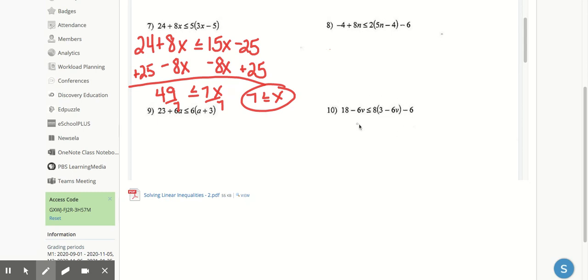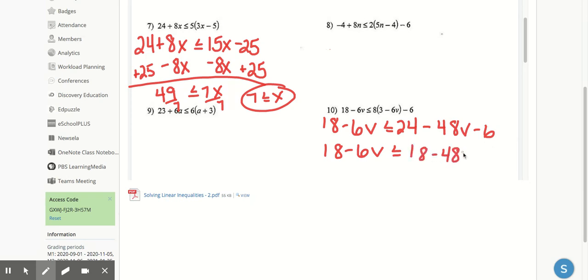And maybe we take a look at one more. So question 10 here, again, we're going to distribute on the right-hand side. So that'll be an 18 minus 6v is less than or equal to, distributing that 8 will be a 24 minus 48v, and then that minus 6 is just on the end. We don't distribute to that minus 6 because it's not within the parentheses. Now we can go ahead and combine like terms on the right-hand side. So we've got 18 minus 6v is less than or equal to 24 minus 6 will be 18. And we've got minus 48v.